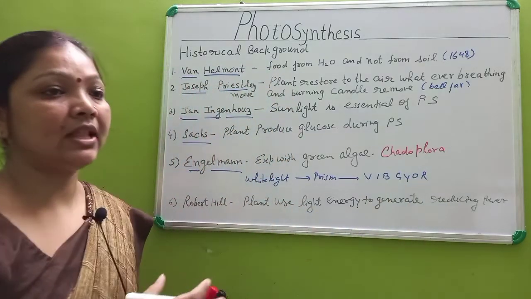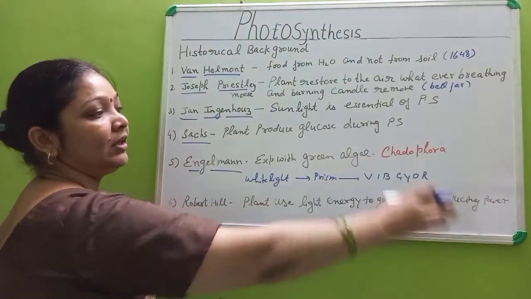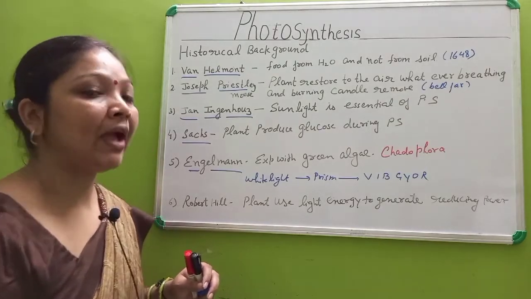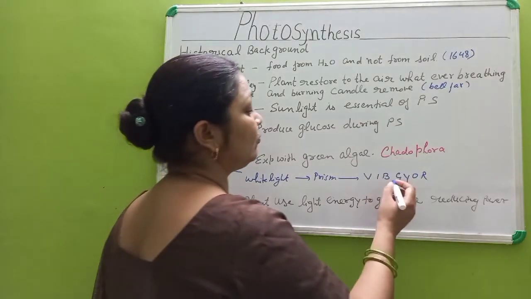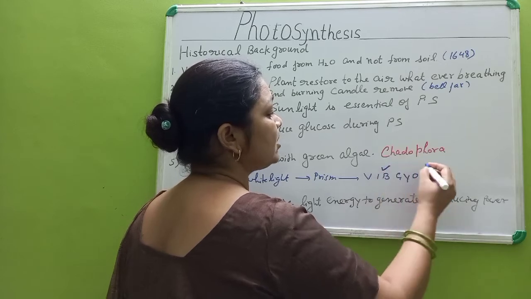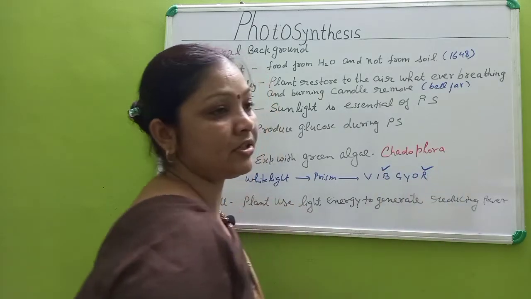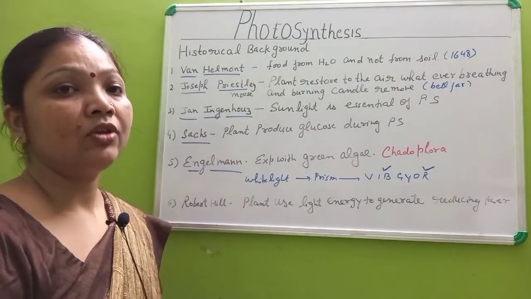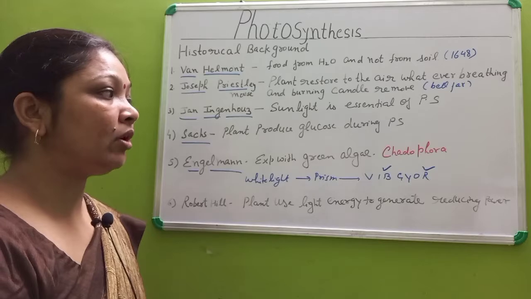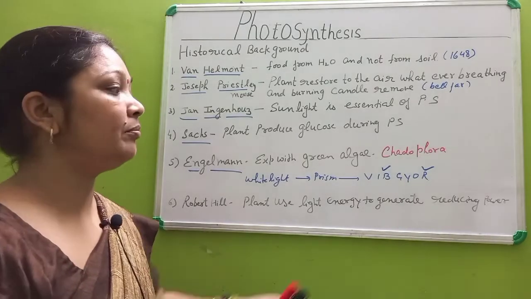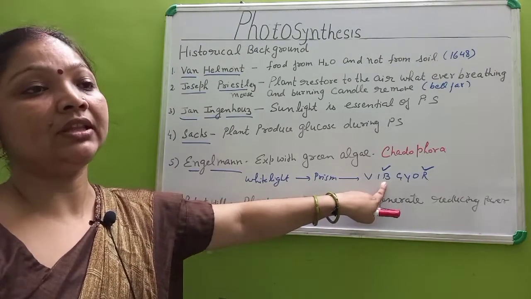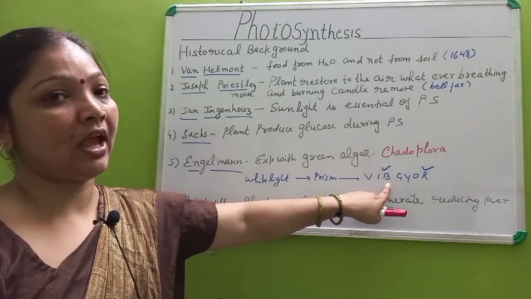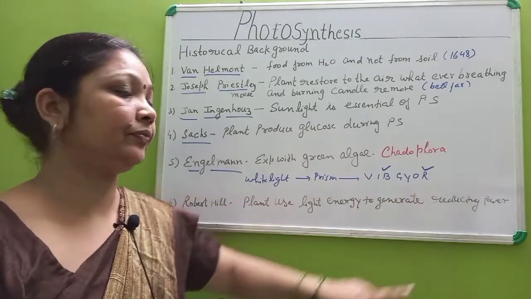And he passed this light onto the aquatic alga, that is Cladophora. When he passed the light, he saw that the maximum accumulation of Cladophora occurred where there was blue light and where there was red light. So maximum alga is available here. So he said that chlorophyll may mainly absorb the spectrum, that is the light or radiation that comes in the blue and red regions.